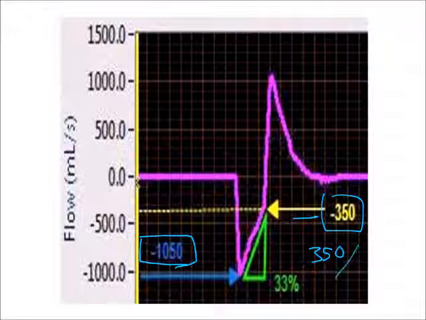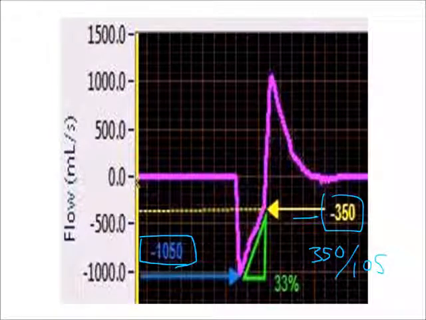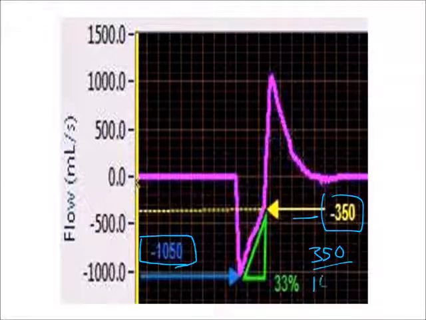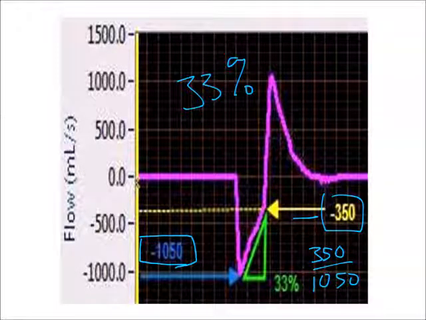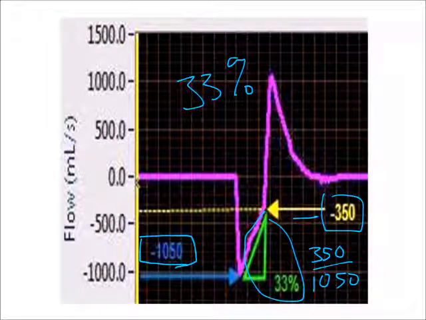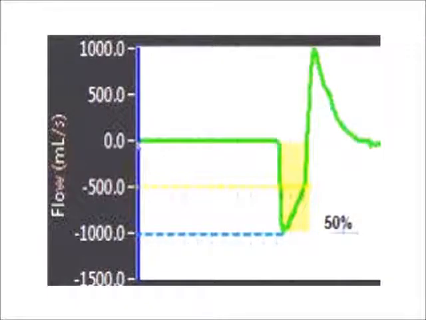So what we do is we take the 350 and we divide that by the 1050, and that equals approximately 33%. Right there. Between 50 and 70%.